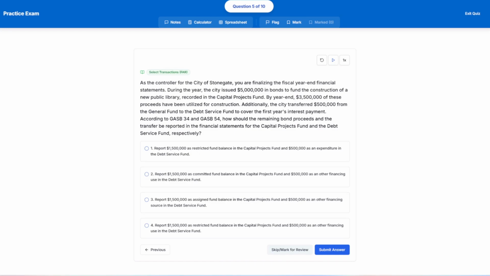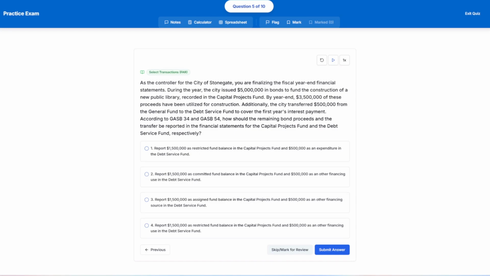Option 3 suggests $1,500,000 as assigned fund balance and $500,000 as an other financing source. This option is a bit of a head-scratcher. Assigned fund balance implies intended use, but lacks the legal or formal action required for restriction. Plus, classifying the $500,000 transfer as an other financing source implies an inflow of resources, which doesn't match the reality of the situation where money is going out.